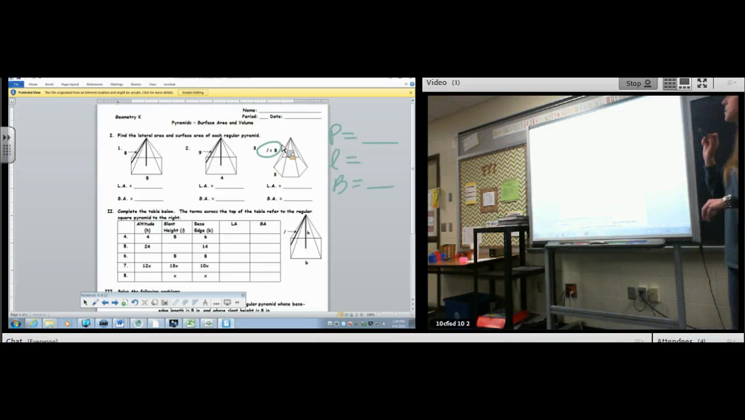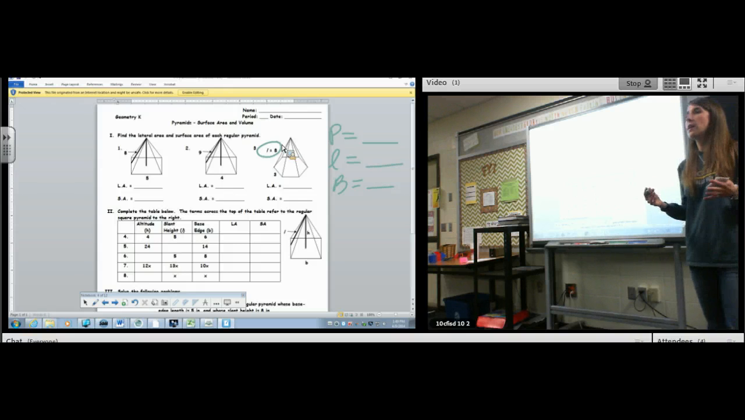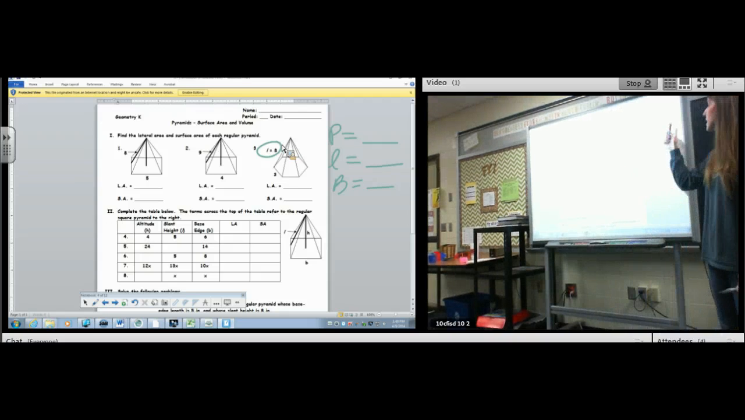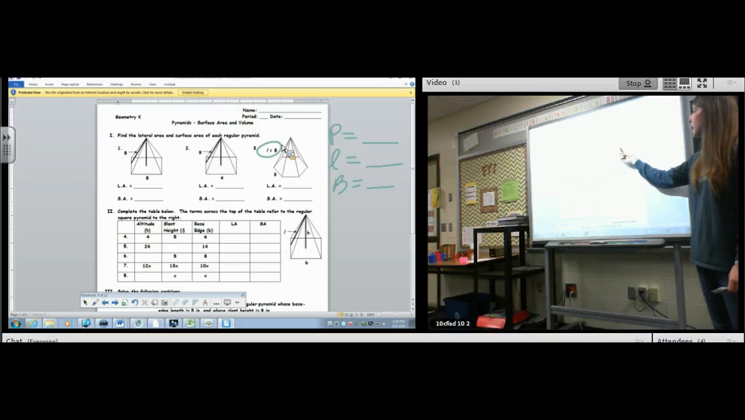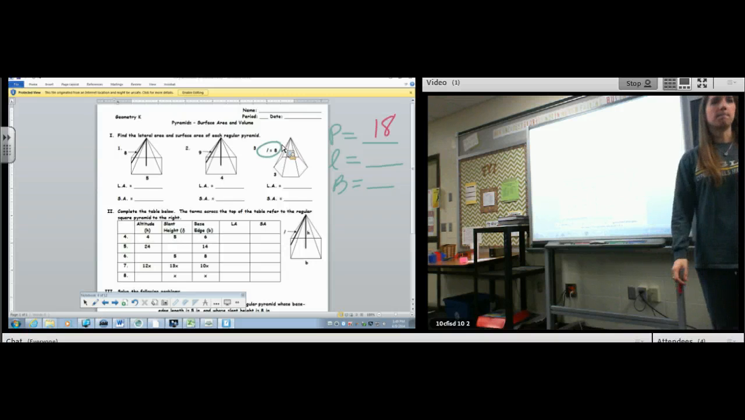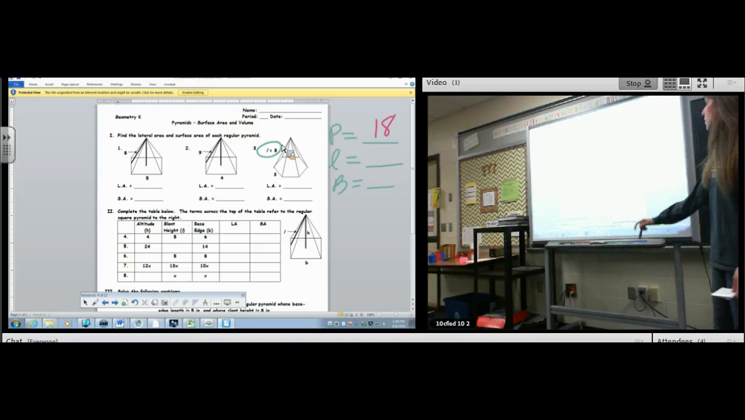So sometimes it helps to go off to the side and say, hey, what values do I need to plug into my formula? So, Hassan, what is the perimeter of this hexagon? 18. 3 times 6. 18. The slant height was given to us.